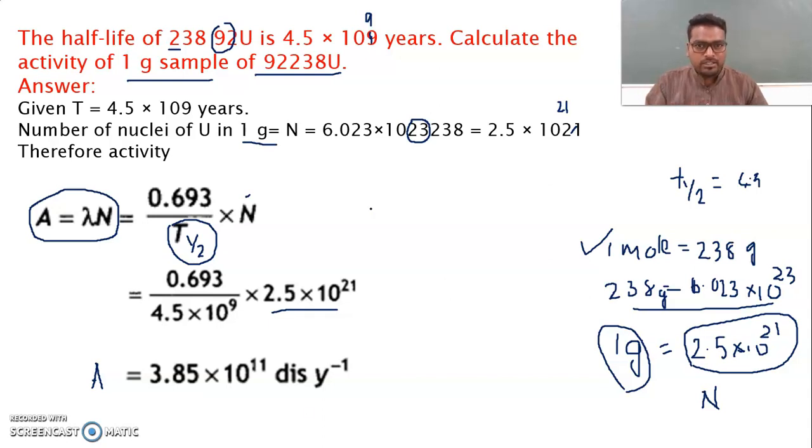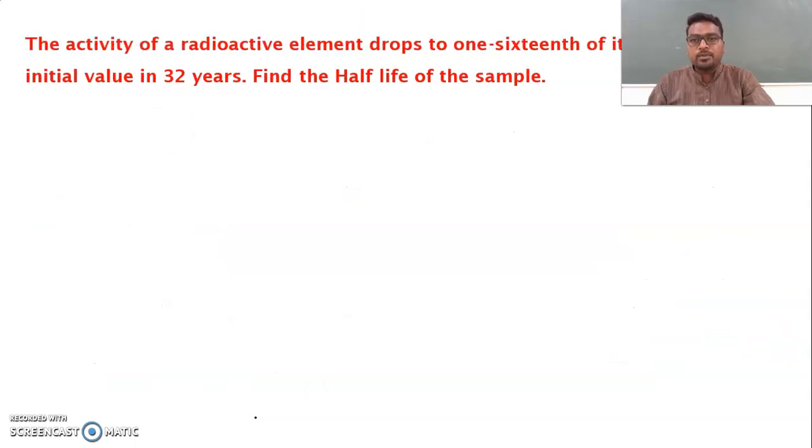That means we have 1 gram of uranium, and 1 gram of uranium means we have 2.5 into 10 to the power of 21 uranium atoms. So the rate of this nuclear decay process is 3.85 into 10 to the power of 11 disintegrations per year. So this is the answer for this problem. Next problem.